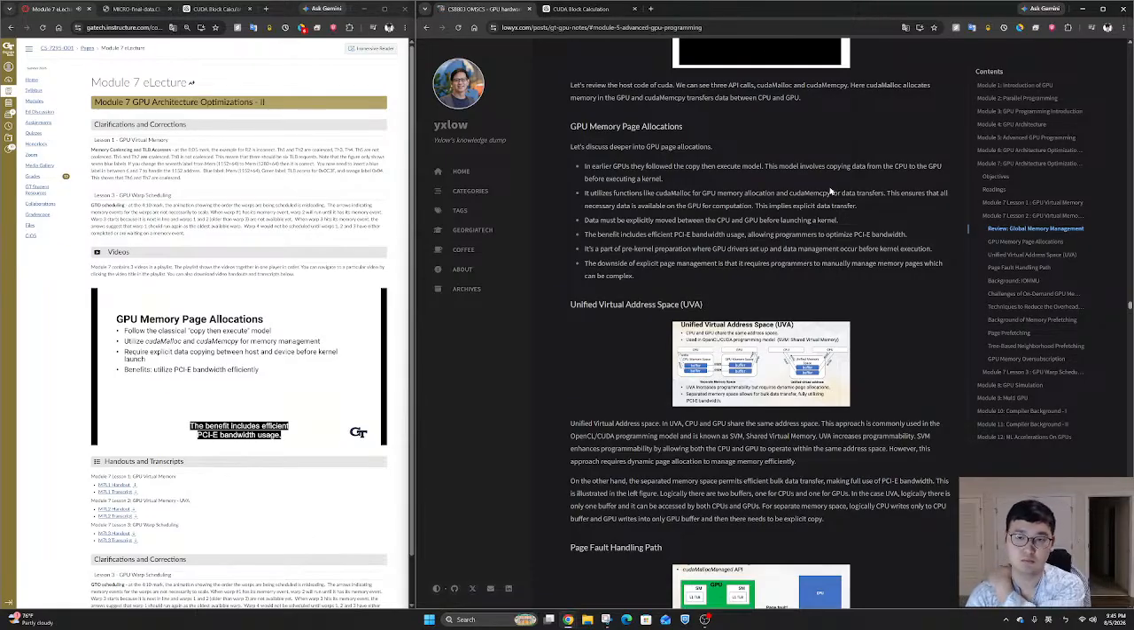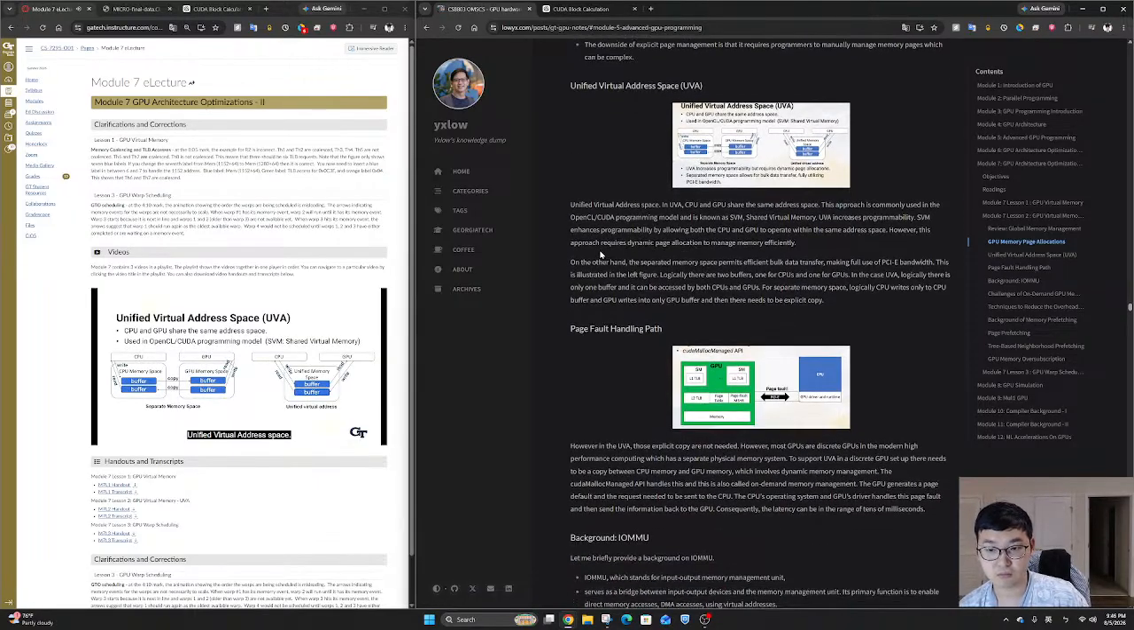The benefit includes efficient PCIe bandwidth usage, allowing programmers to optimize PCIe bandwidth. It's a part of pre-kernel preparation, where GPU driver setup and data management occur before kernel execution. The downside of explicit page management is that it requires programmers to manually manage memory pages, which can be complex.